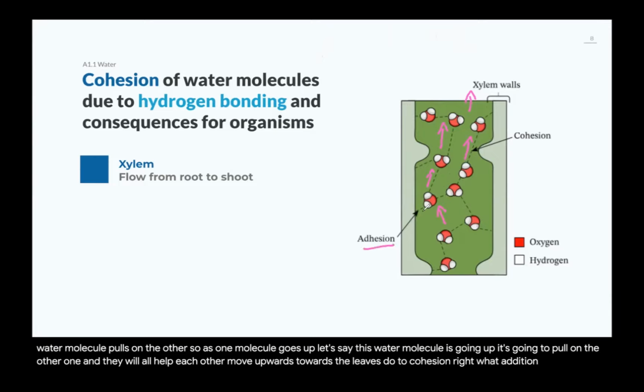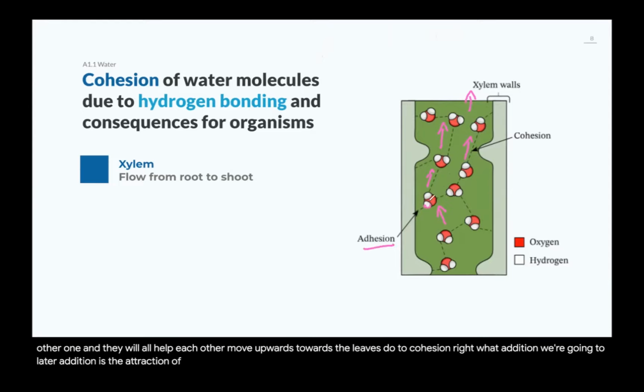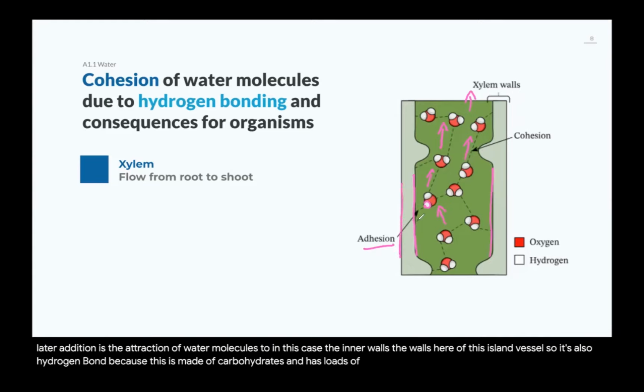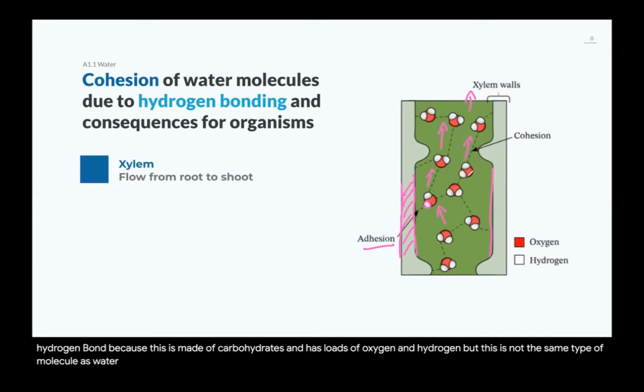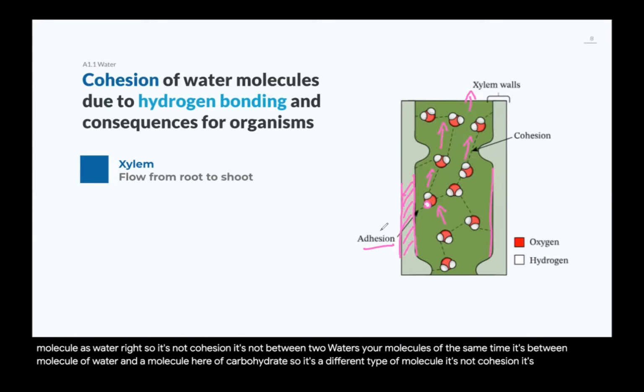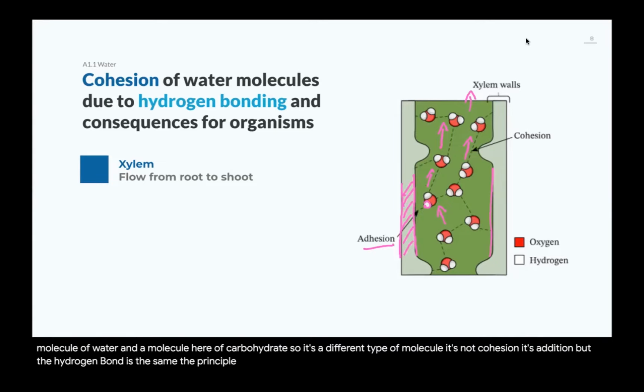Adhesion, we're going to see later, is the attraction of water molecules to, in this case, the inner walls of the xylem vessel. So it's also a hydrogen bond because this is made of carbohydrates. It has loads of oxygen and hydrogen, but this is not the same type of molecule as water, right? So it's not cohesion. It's not between two molecules of the same type. It's between a molecule of water and a molecule of carbohydrate. So it's a different type of molecule. It's not cohesion, it's adhesion, but the hydrogen bond is the same. The principle is the same.